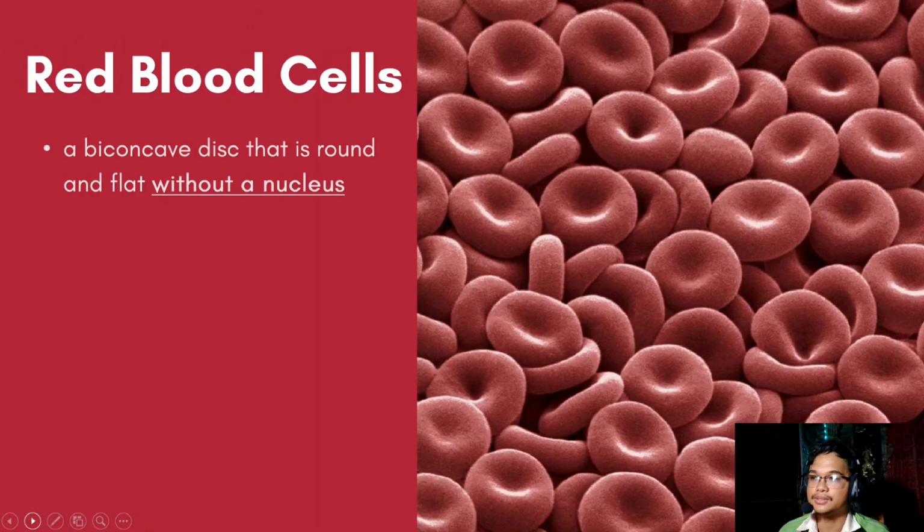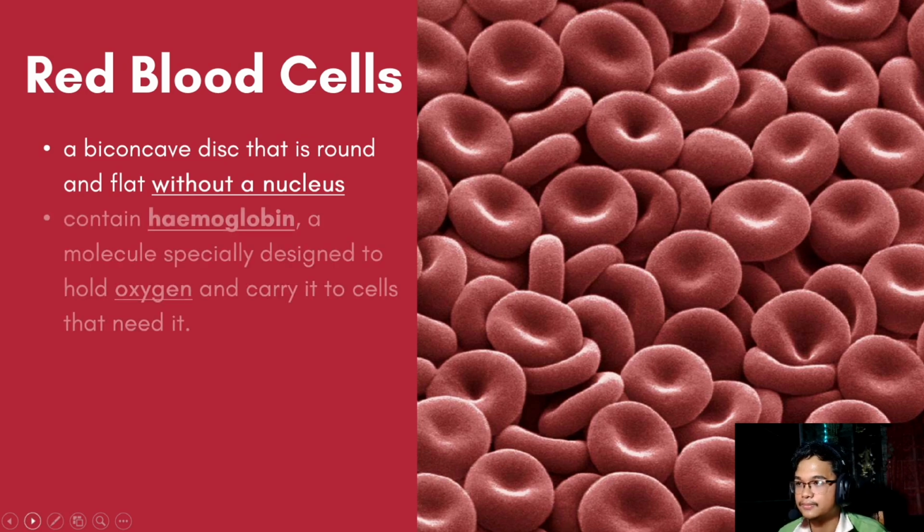Next is red blood cells. It's a biconcave disc that is round and flat without a nucleus. It should be noted that it has no nucleus, and you can see the shape here, a biconcave disc. The purpose of it is that it contains hemoglobin, a molecule especially designed to hold oxygen and carry it to the cells. Because all cells need oxygen, it's the red blood cells that carry the hemoglobin, which carries the oxygen so that it can be delivered to the cells.